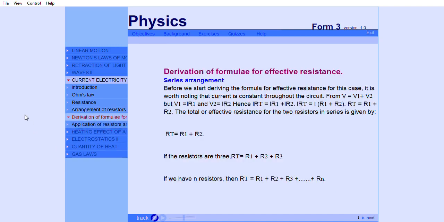Derivation of formula for effective resistance. Series arrangement. Before we start deriving the formula for effective resistance for this case, it is worth noting that current is constant throughout the circuit. From V is equal to V1 plus V2, but V1 is equal to IR1 and V2 is equal to IR2. Hence, IRT is equal to IR1 plus IR2.